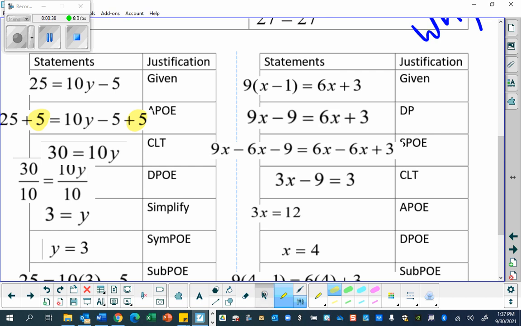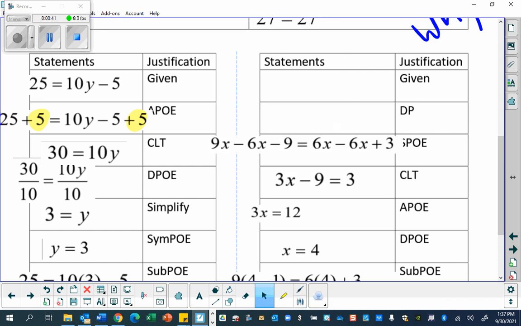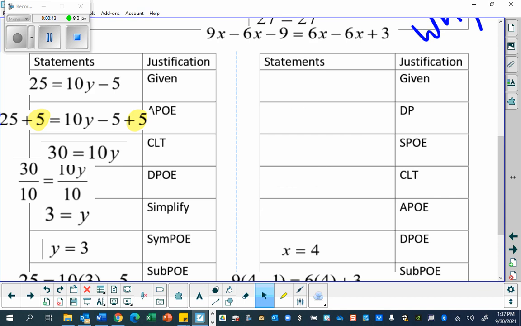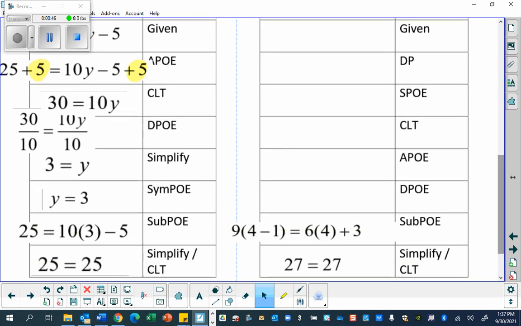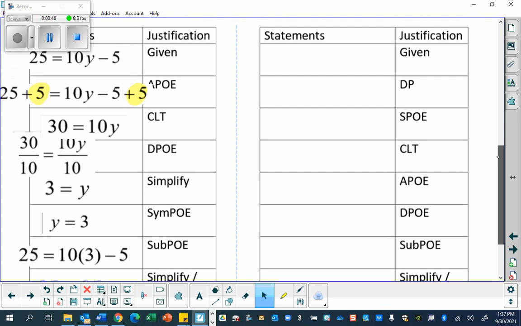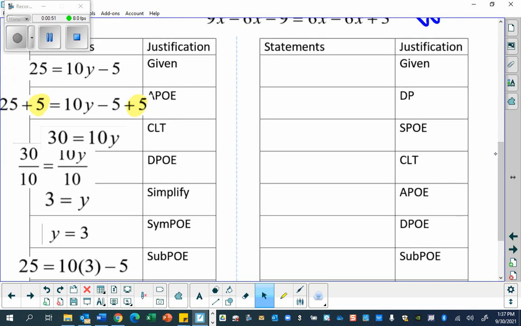In fact, I'm going to go ahead and scoot these up out of the way and just talk about this one for now. So you notice my addition property of equality is where I add 5 to each side, and then when the positive and the negative 5 are added together, they cancel out. So I'm combining like terms. 25 and 5 are like terms to give me 30. Positive 5 and negative 5 are like terms to give me a 0 pair and just 10y.